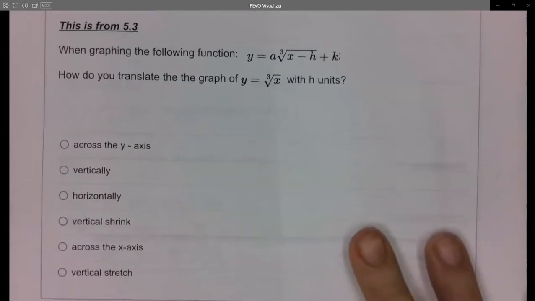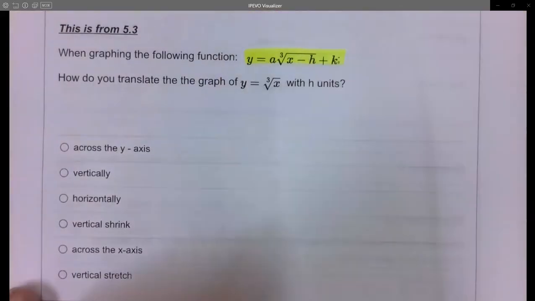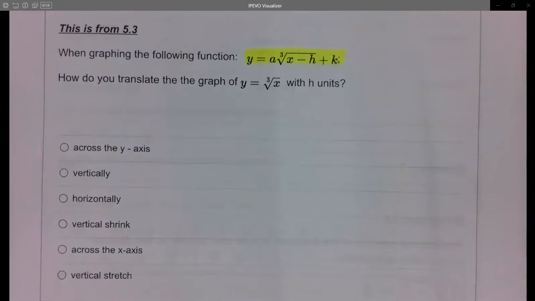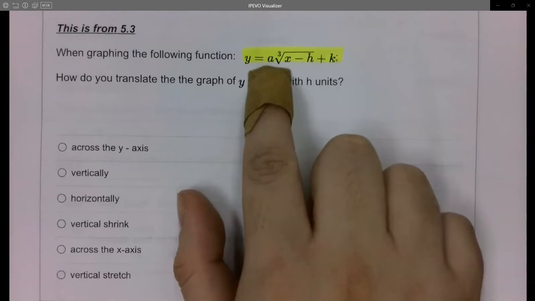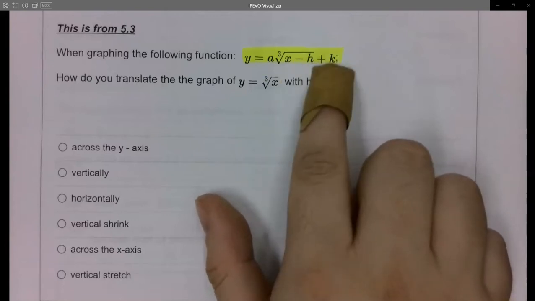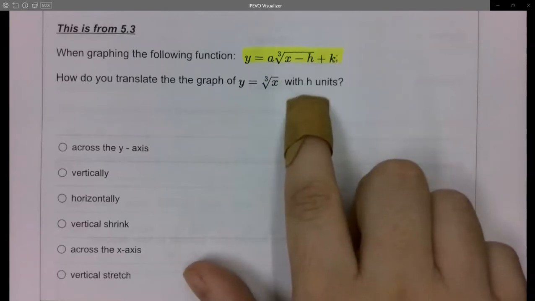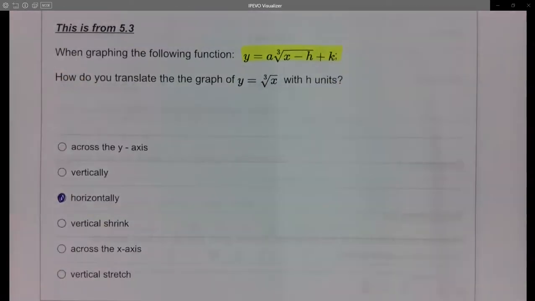Moving on, this one is given this equation, the standard form of a cube root. How is it translating the graph with h units? So what does the h in the equation do, basically? Remember, the a out front is a vertical stretch if it's larger than 1. It's a vertical shrink if it's between 0 and 1. H is moving left and right, and k is up and down. So when it's moving h units, it's moving left and right, which is a horizontal shift.